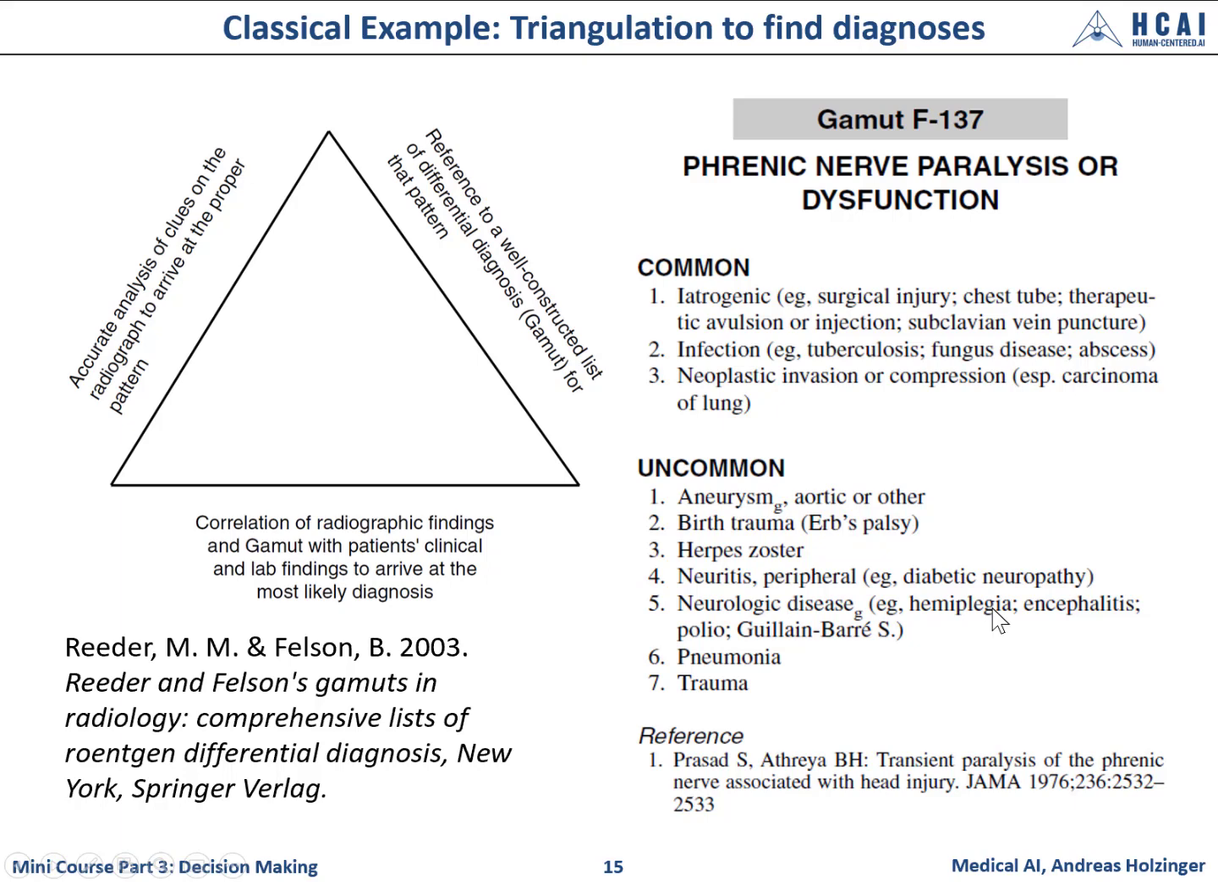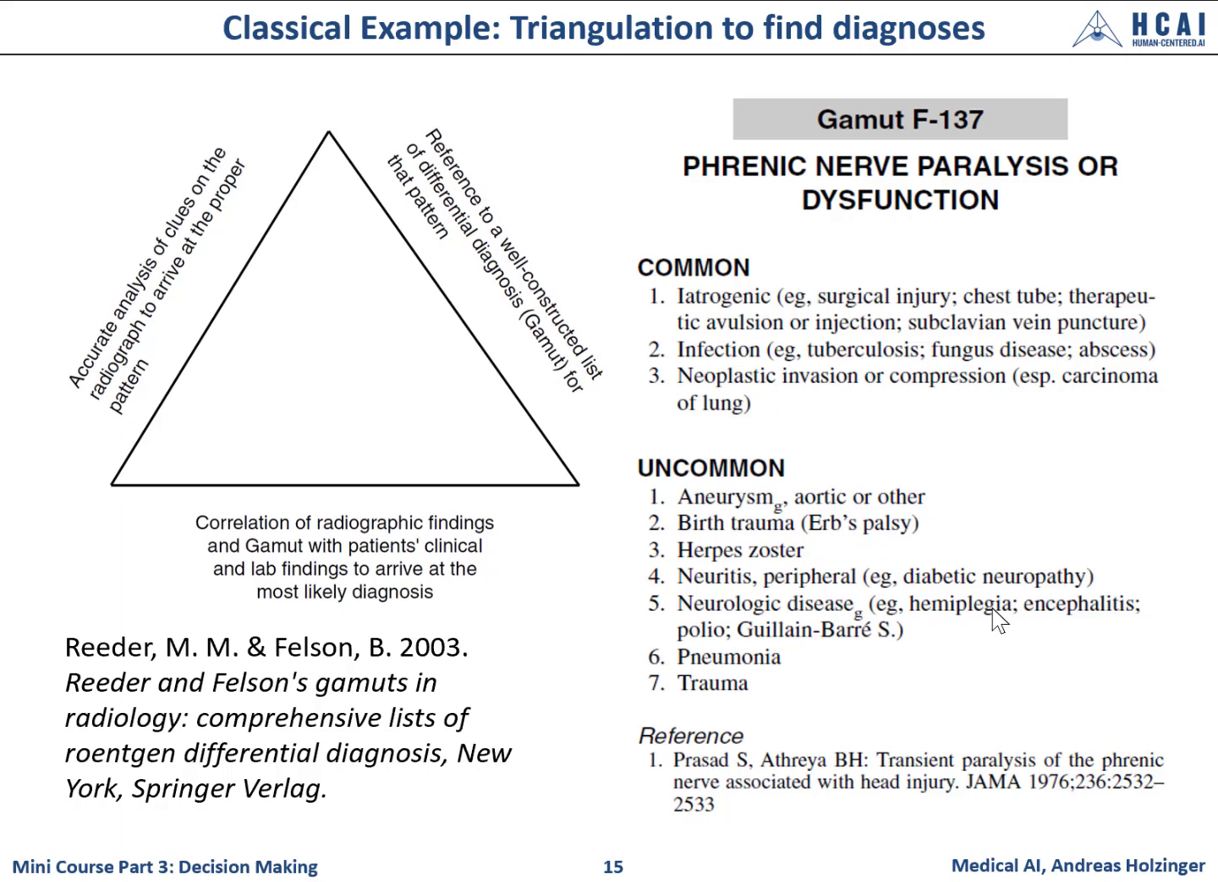Okay, let's go to a more classical example. This is actually much older. Reeder and Felson did in the 1980s a really awesome work about gamuts. The word gamut is defined as the whole range of anything. So it indicates a complete list of causes of a particular Röntgen finding or pattern. And most radiologists use this gamut approach without calling it that. It is a gamut approach.